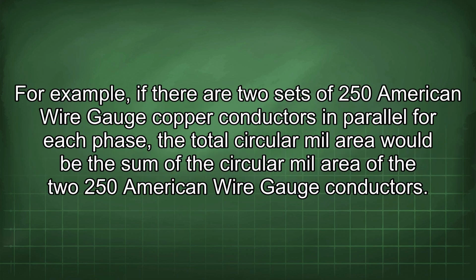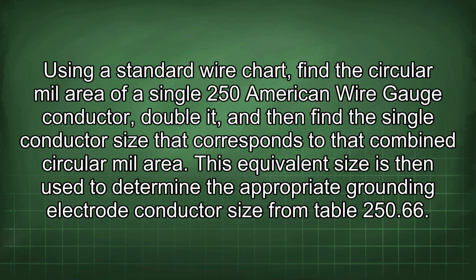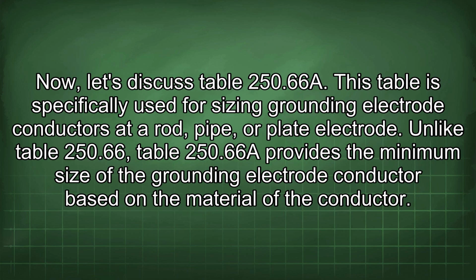For example, if there are two sets of 250 American wire gauge copper conductors in parallel for each phase, the total circular mill area would be the sum of the circular mill area of the two 250 American wire gauge conductors. Using a standard wire chart, find the circular mill area of a single 250 American wire gauge conductor, double it, and then find the single conductor size that corresponds to that combined circular mill area. This equivalent size is then used to determine the appropriate grounding electrode conductor size from Table 250.66.